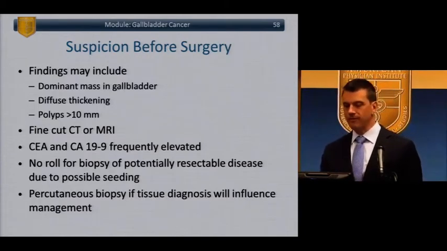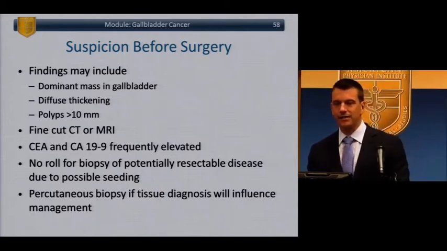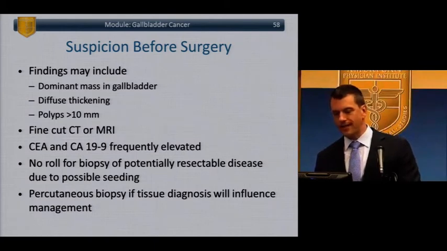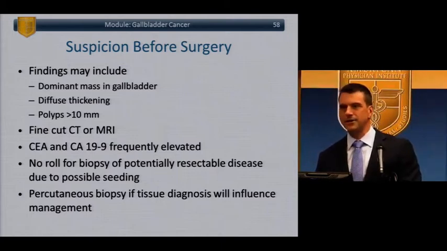You can have suspicion before surgery. Again, a dominant mass in the gallbladder, diffuse thickening of the gallbladder, or polyps greater than 10 millimeters may all lead you to a preoperative suspicion of this. Fine cut CT or MRI can help to make the diagnosis. CEA and CA 19-9 are frequently elevated, but that's not going to be something that makes or breaks your diagnosis. There's no role for biopsy, as you can potentially seed and turn a resectable case into a non-resectable case. So unless it's going to change management, you don't need to stick a needle in these things.